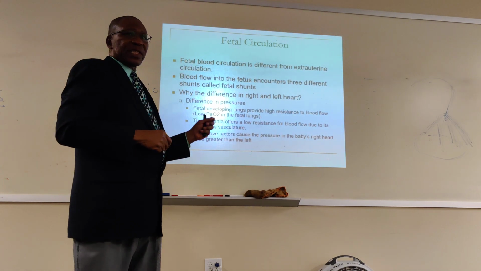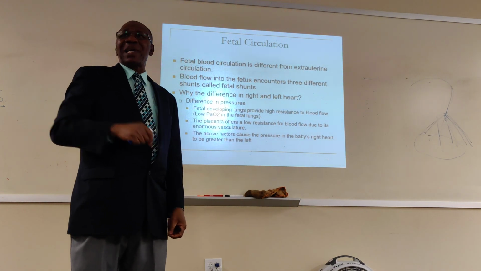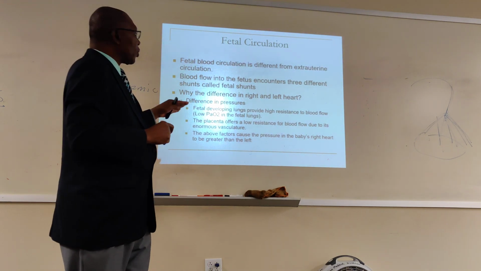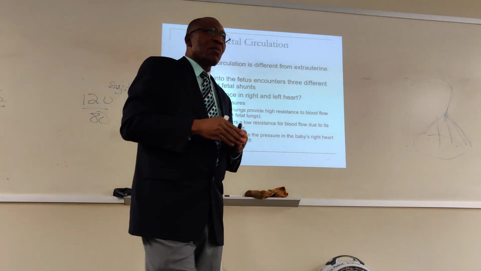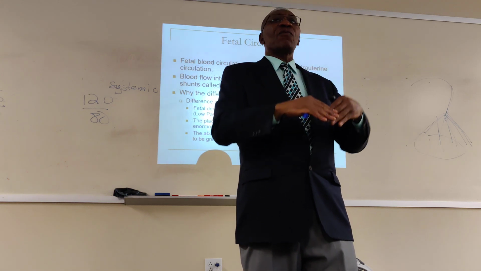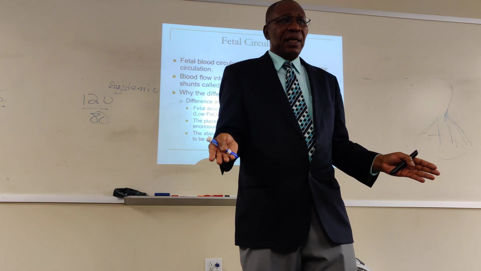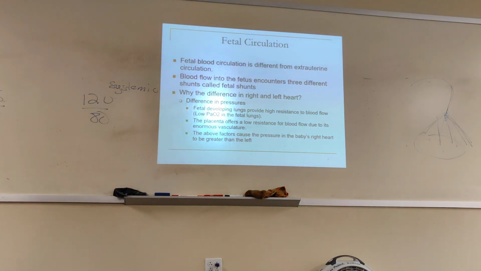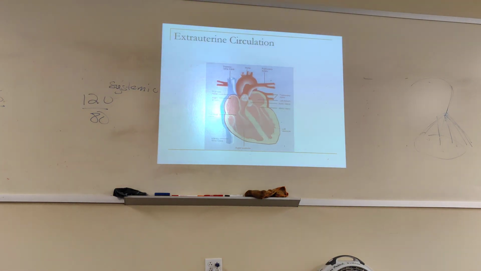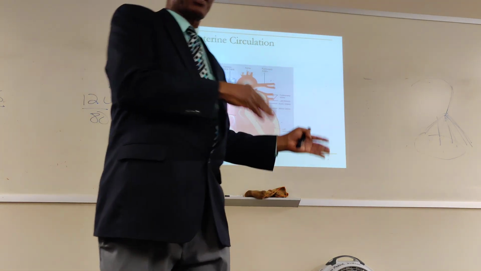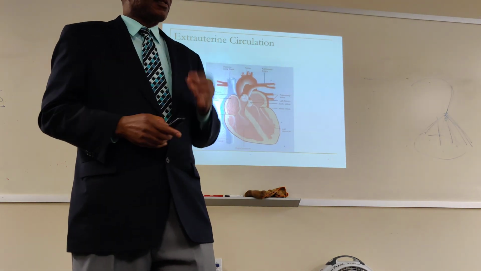And then oxygen causes their right heart's pressure to be higher than ours. So these two things are responsible for what we call the fetal circulation, the way that blood flows in the baby. It's different. Now I'm going to do adult circulation, the way blood flows in us, so that when I start talking about the babies, you're going to see the difference.